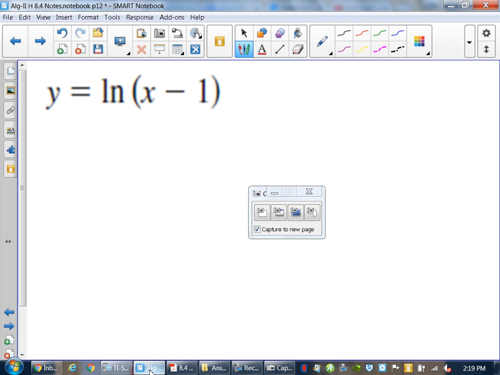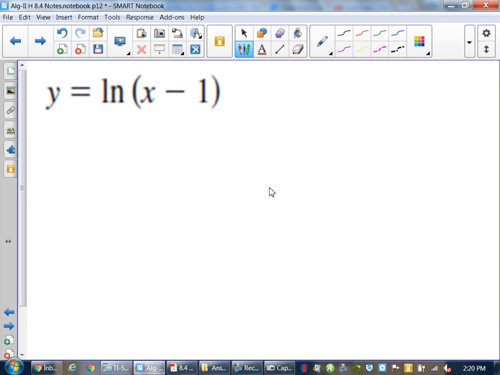So I have to show you guys how things work to undo certain things. Let's take y equals the natural log of the quantity x minus 1, and work through to find its inverse.